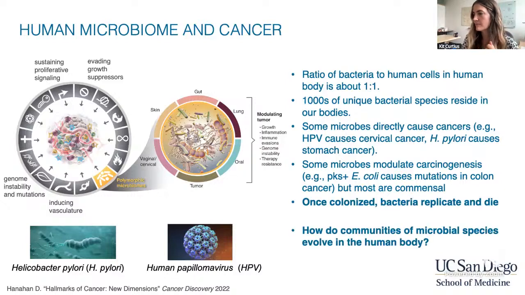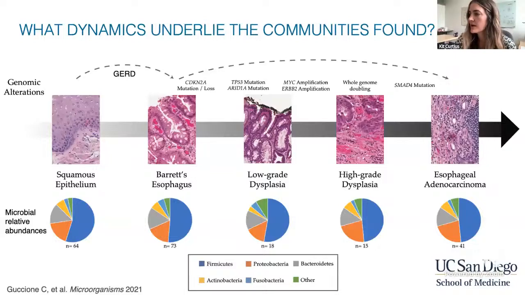But we asked sort of a different question. Once these bacteria colonize certain organs, they replicate and die and have their own population dynamics happening within their communities. And so we wanted to know, how do these communities of microbial species evolve in the human body in sort of an ecological sense? So what my PhD student, Caitlin, initially did when she started her PhD was look around the literature and see what has been known about microbial diversity at these various stages in Barrett's through cancer progression.